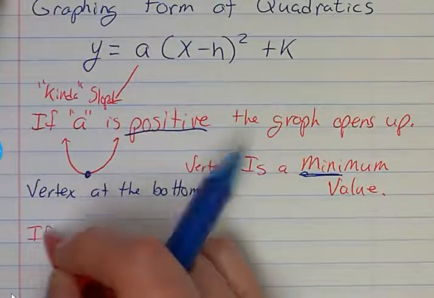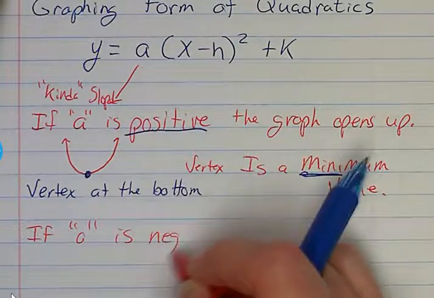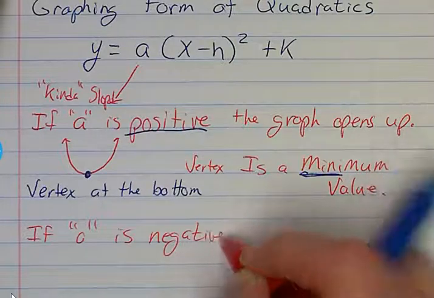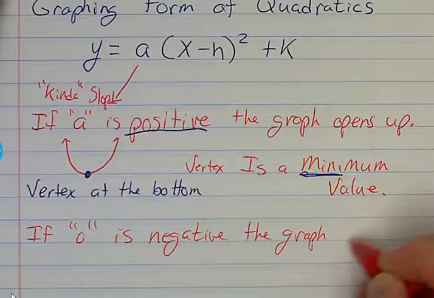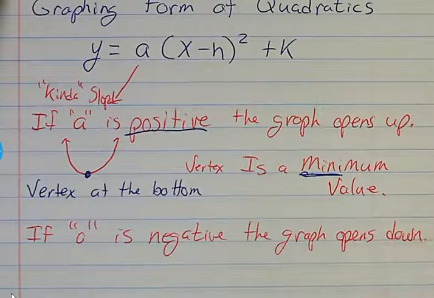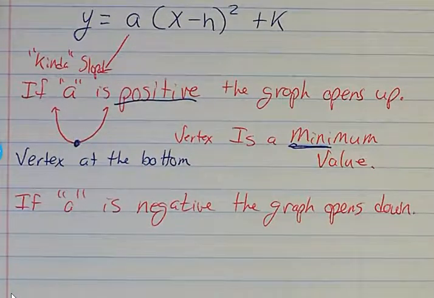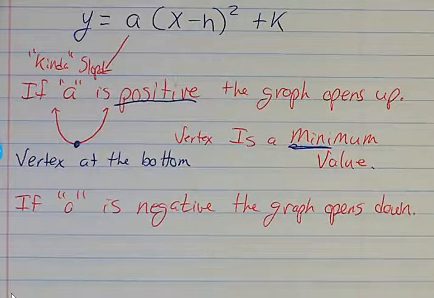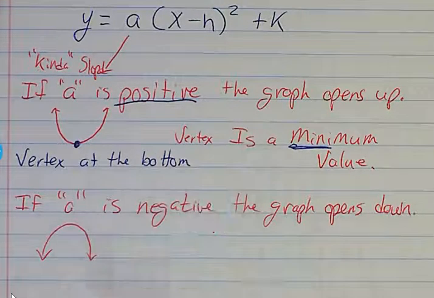Alright, and then on the flip side, if your A value is negative, the graph opens down. Now, some people might say, why don't you just say points down? Well, technically, mathematically, it's not pointing, it's opening, so they say that it opens down. If you say pointing down, I'm okay with that.